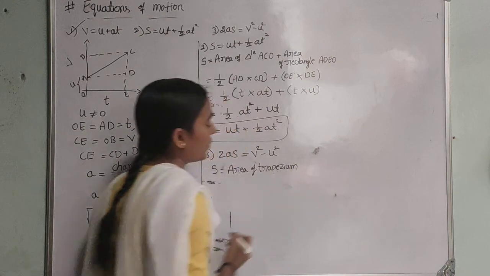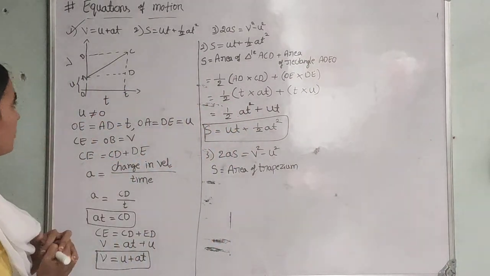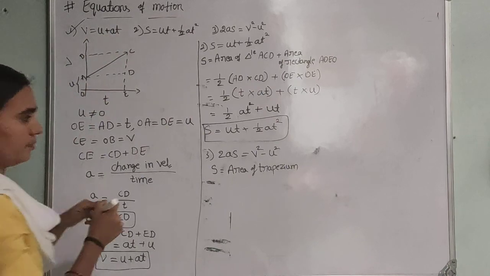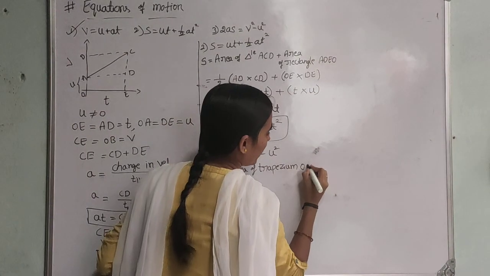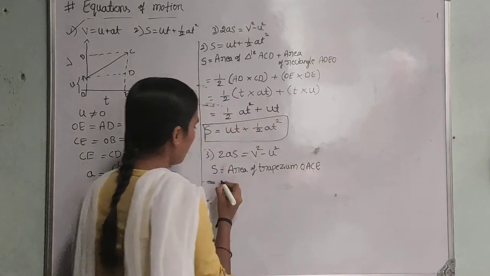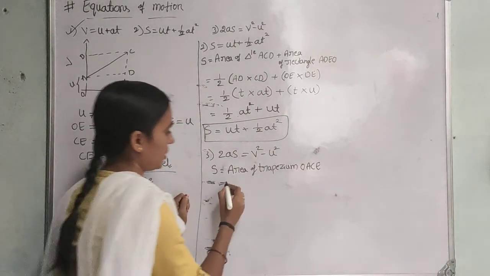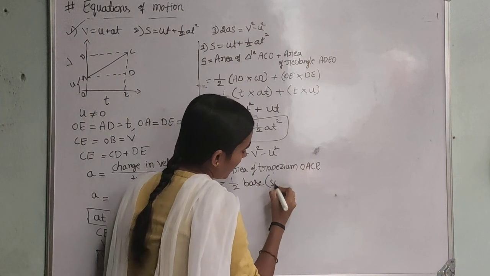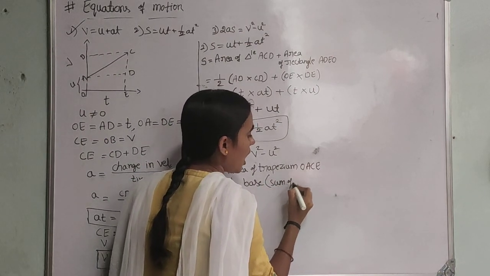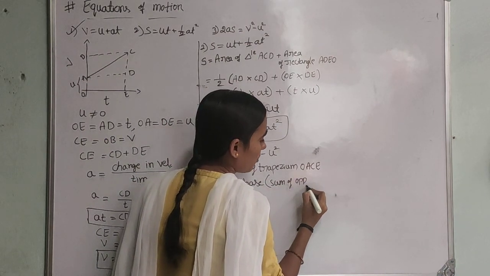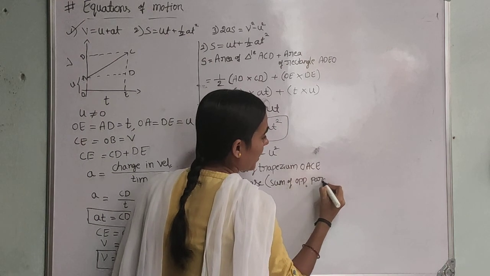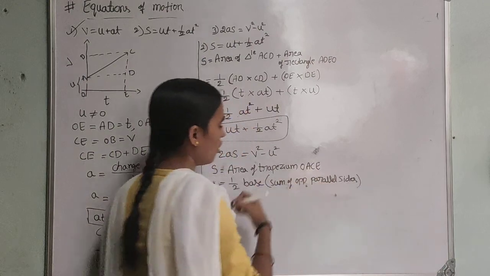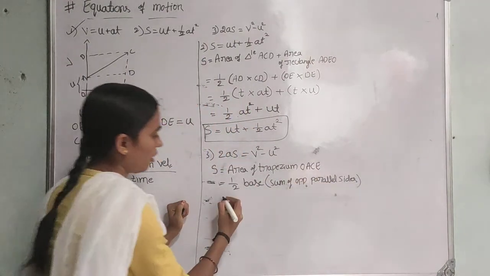So here in this figure, what is the trapezium? Trapezium is nothing but OACE. So what is the formula of area of trapezium? That is half into base into sum of opposite parallel sides. This is the formula of the area of the trapezium.